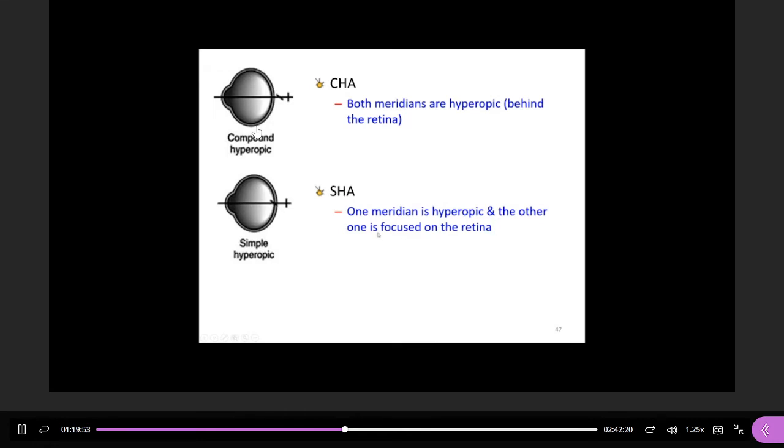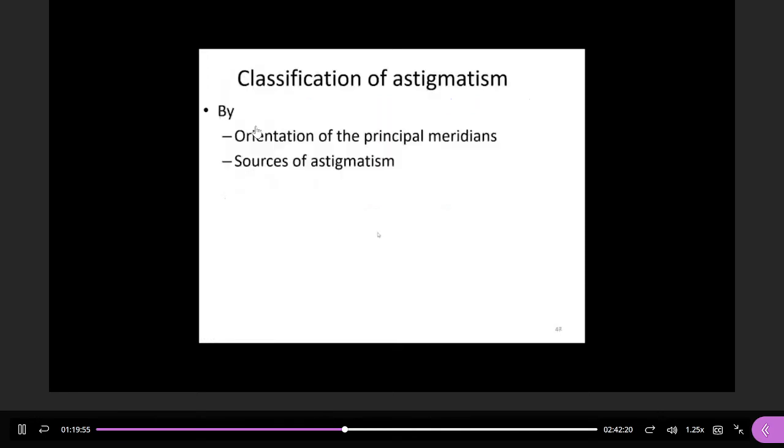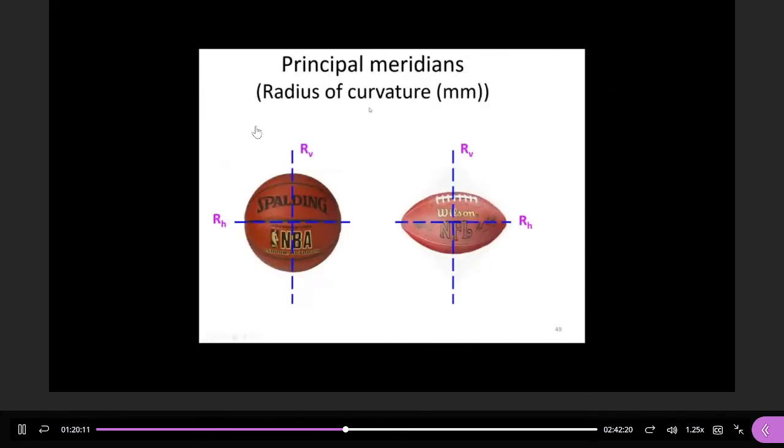So this one, I hope our students remember this. Classification of astigmatism is by the orientation of the principal meridians and the source of the astigmatism. Principal meridians are actually called the radii of curvature. We divide them into the horizontal and the vertical. If the horizontal and the vertical have the same power, the ball is like a football.